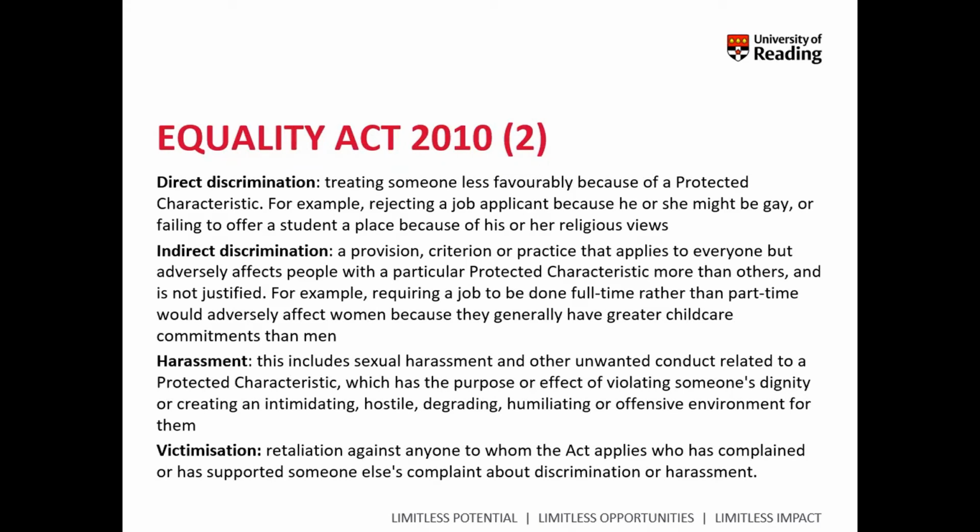Indirect discrimination is again where you might put a provision or something in place that applies to everybody, but it adversely affects people with a particular protected characteristic more than others, and it's not justified. So you might think you've got things in place to help everybody, but because somebody's got a protected characteristic, it actually doesn't help them, so you're indirectly discriminating against them.